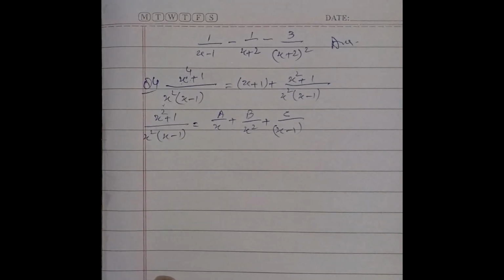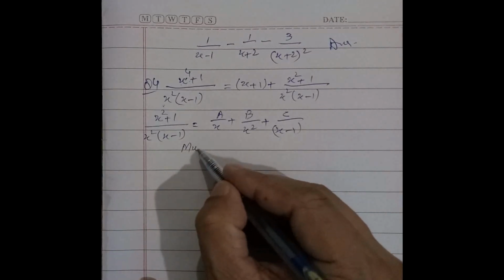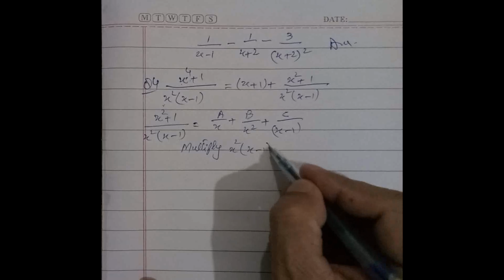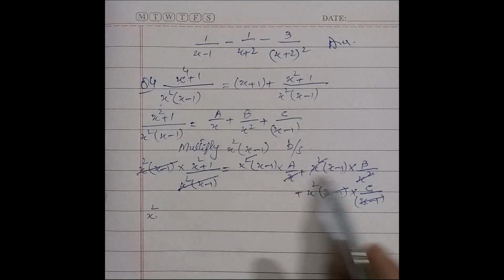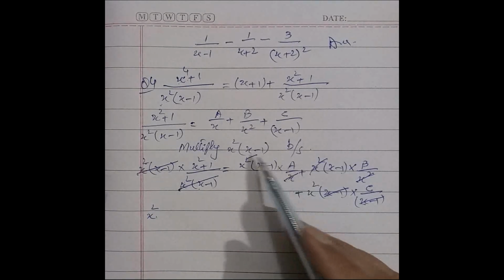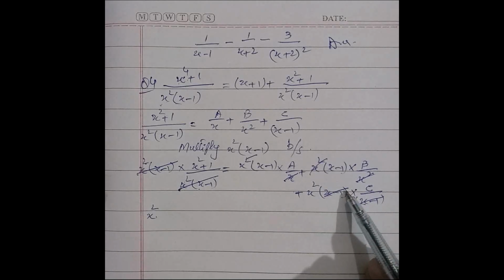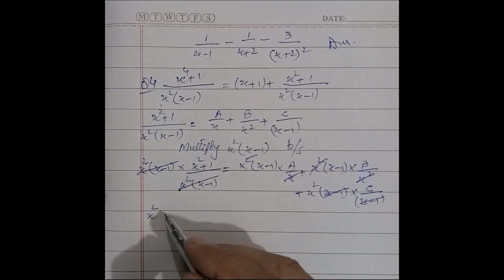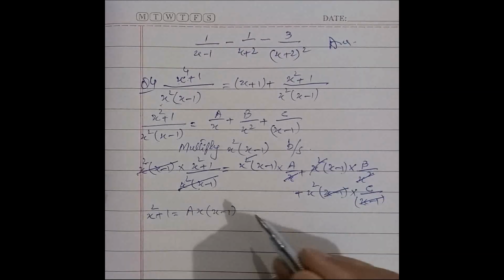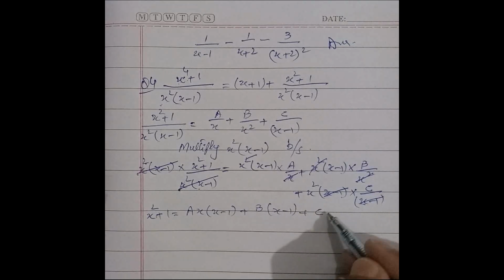Now we multiply both sides by the denominator x square into x minus 1. Now we simplify this equation: x square into x minus 1 cancel each other, x with x, x square with x square, x minus 1 with x minus 1. Now by simplifying we get x square plus 1 is equal to a x into x minus 1 plus b into x minus 1 plus c x square.